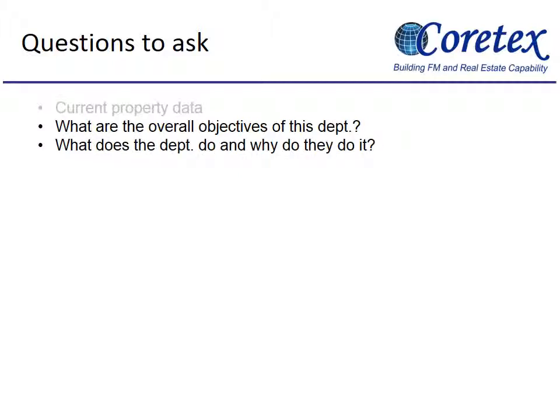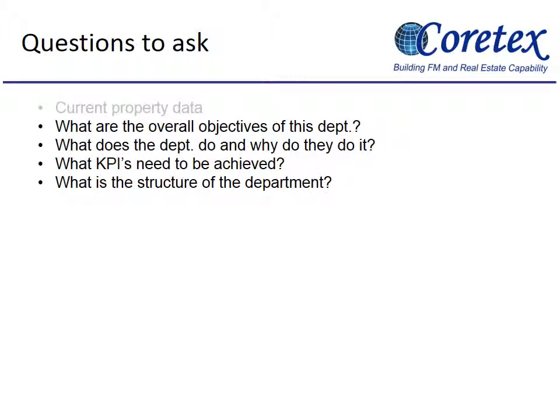What does the department do, and why do they do it? Why is it important to their organisation? Do they have any KPIs? Can they be explicit about what key performance indicators they're trying to meet? Have a think about how real estate might contribute or prevent them from achieving those KPIs.